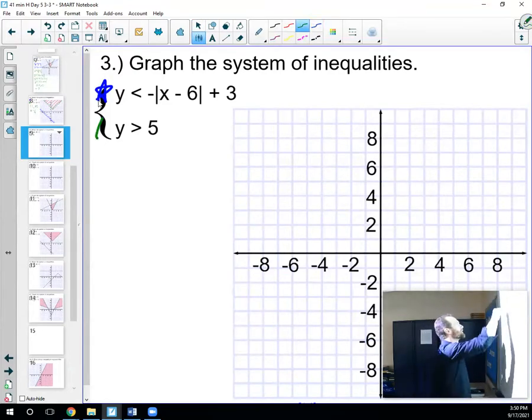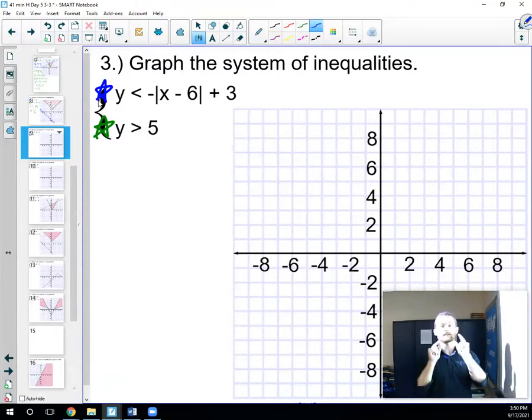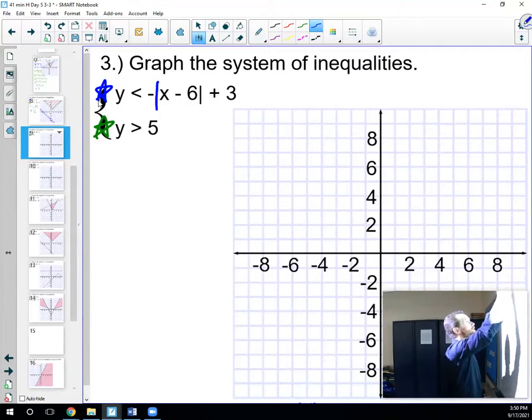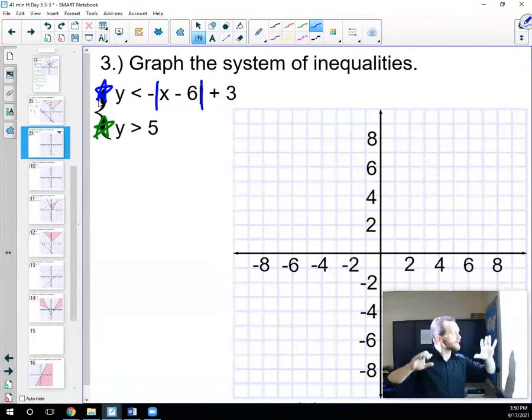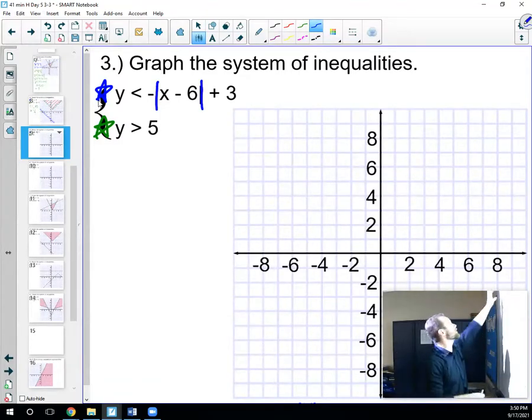We've got 1 blue, 1 green, we're color coding. As soon as you see that blue inequality, you got to think that's a V. You see those 2 absolute value bars, that's got to jump off the screen to you, and you got to think, oh yeah, I know what that means. That's going to be a V.